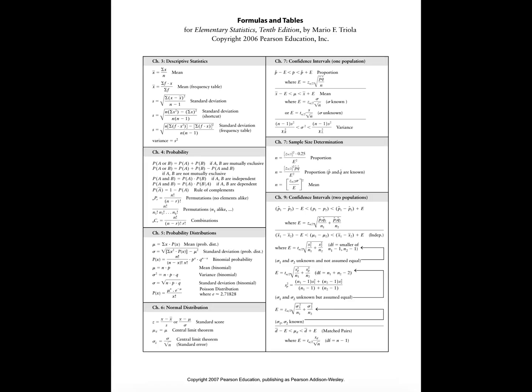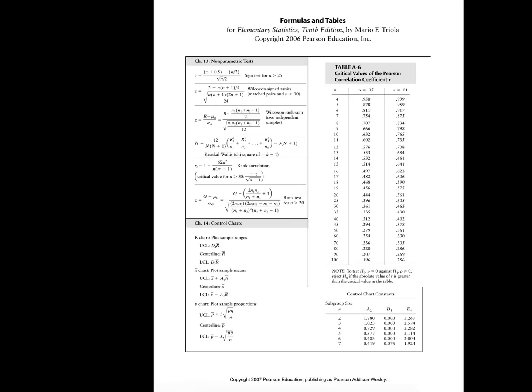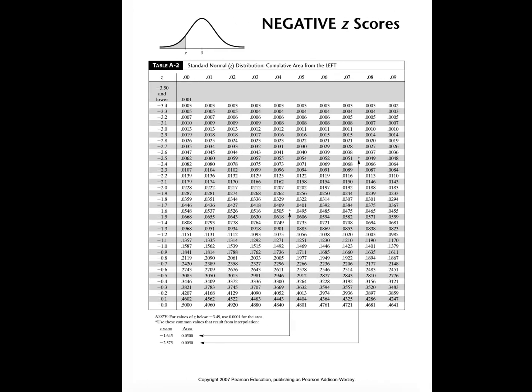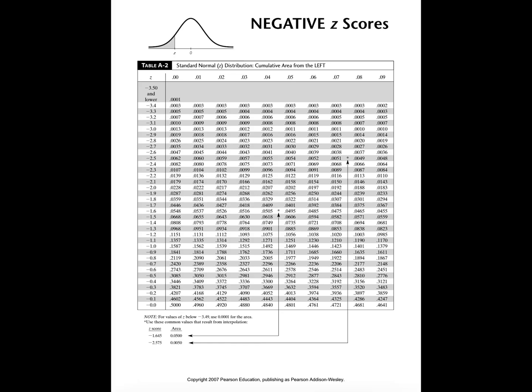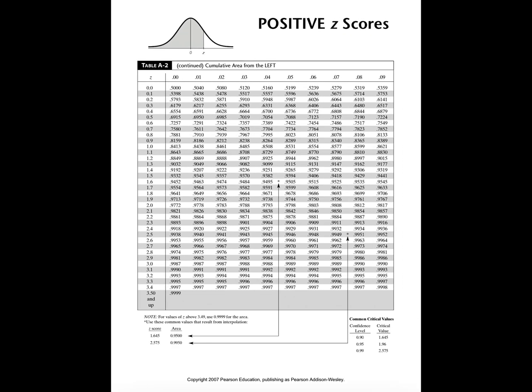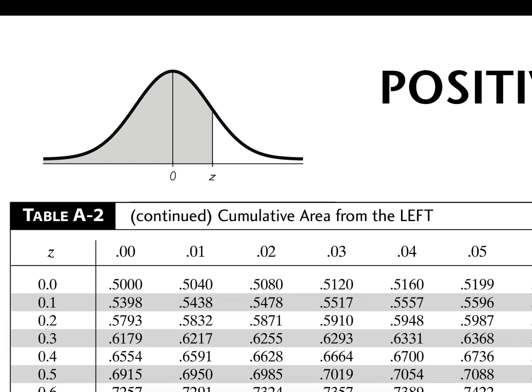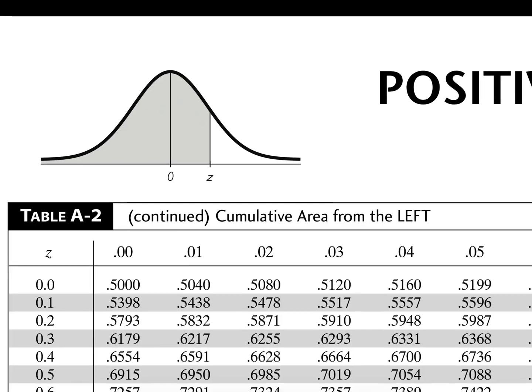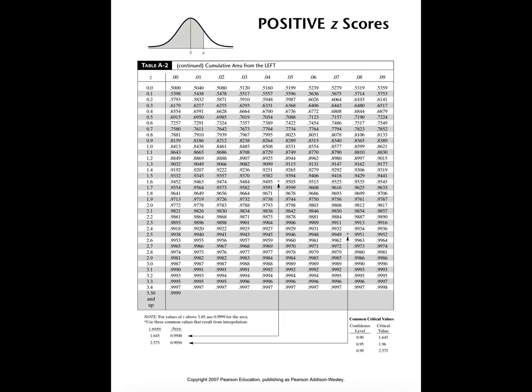So I have a document here of lots of different statistical tables. You'll see it posted where we posted the playing cards and the binomial table in Sakai. If you go to page 5, you'll see the negative z-score table. And if you go to page 6, I believe, you'll see the positive z-score table.